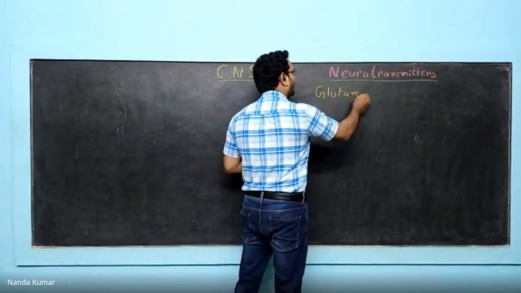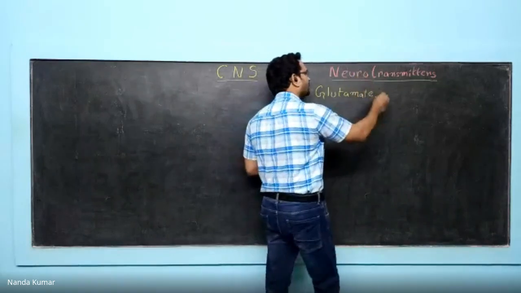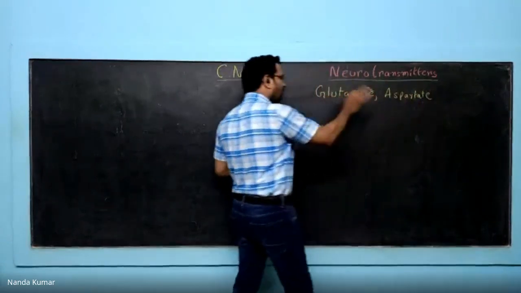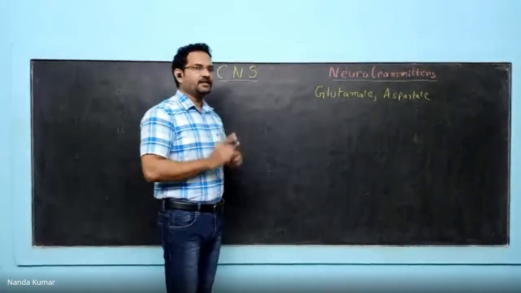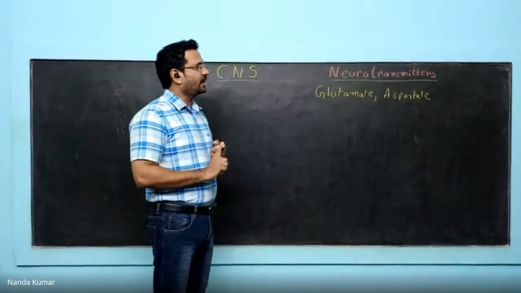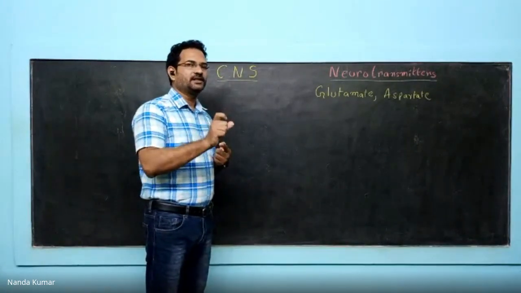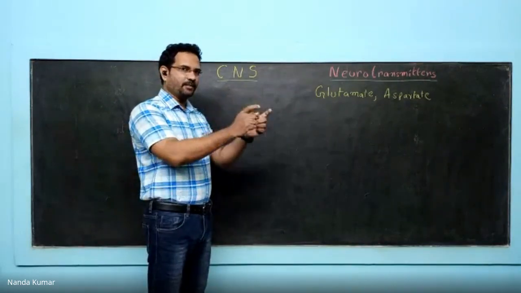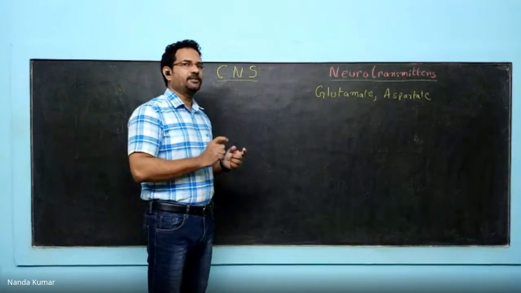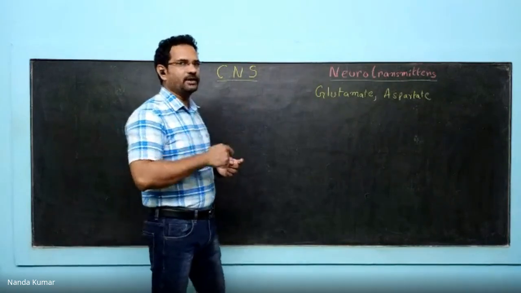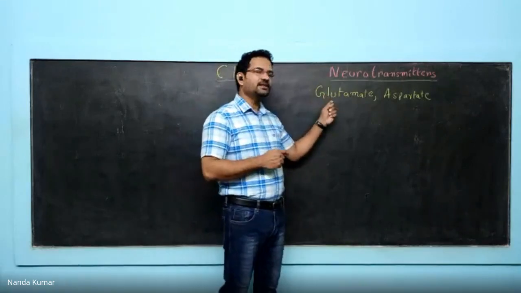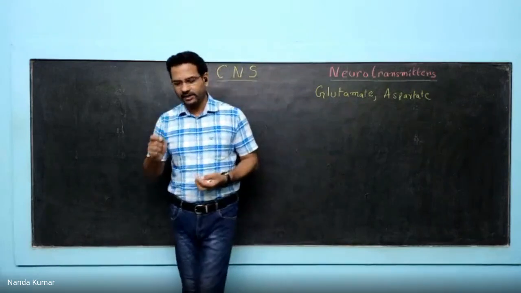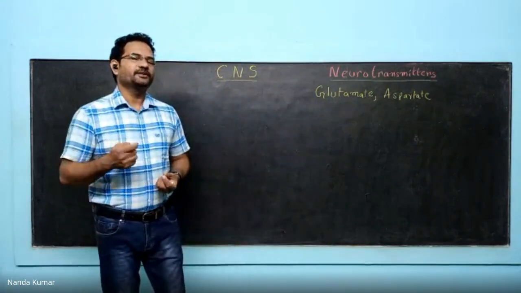Now we have amino acid neurotransmitters and amine neurotransmitters. The important CNS neurotransmitters are glutamate and aspartate. If you remember, they come up in biochemistry. They are dicarboxylic acid containing amino acids, acidic amino acids. Amino acid means it contains an amine group and an acid group. Acidic amino acid means in addition to that one acid group, one more additional acid group is there. Both of them are very prominent excitatory neurotransmitters in the CNS.